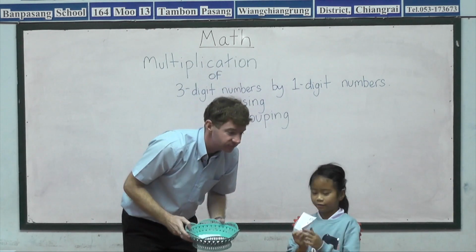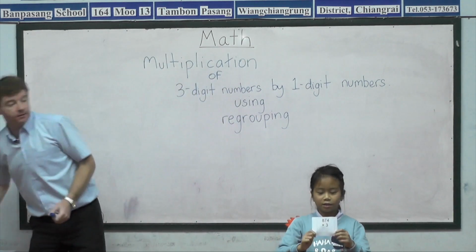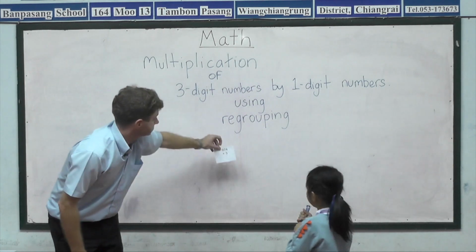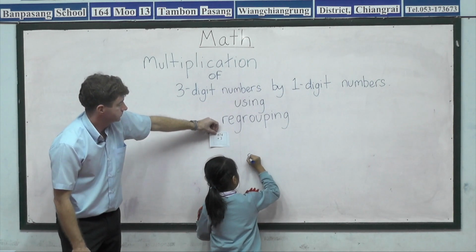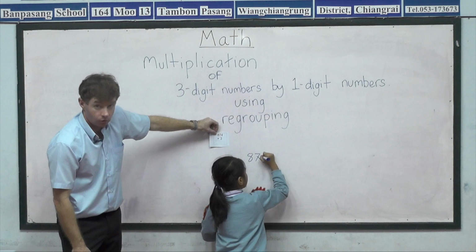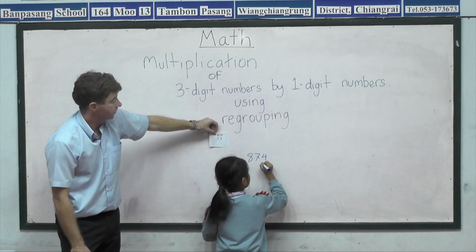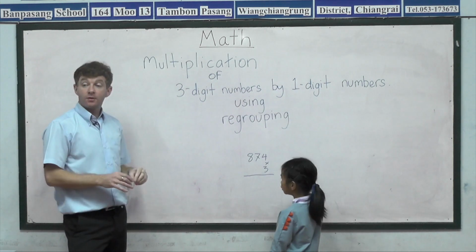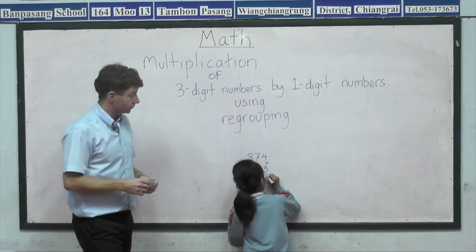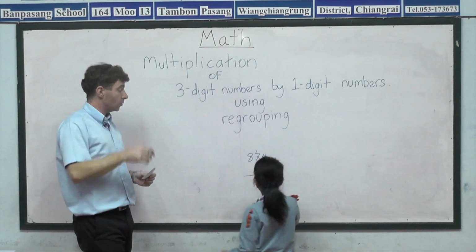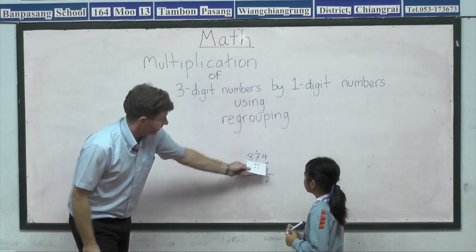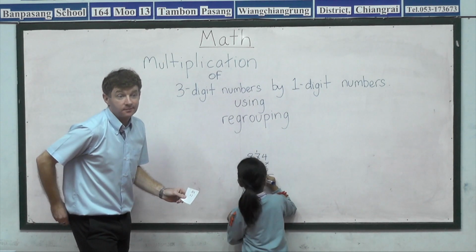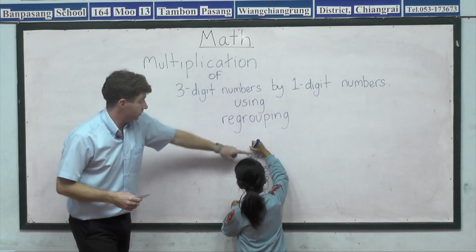Okay, show them your flashcard. So what's our problem, guys? 874 times 3. Okay, let me hold that for you. So step 1, what do we need to do? 3 times 4 equals 12. So 2, regroup or carry the 1. Next, 3 times 7. 3 times 7, not 2 times. 21 plus the 1.